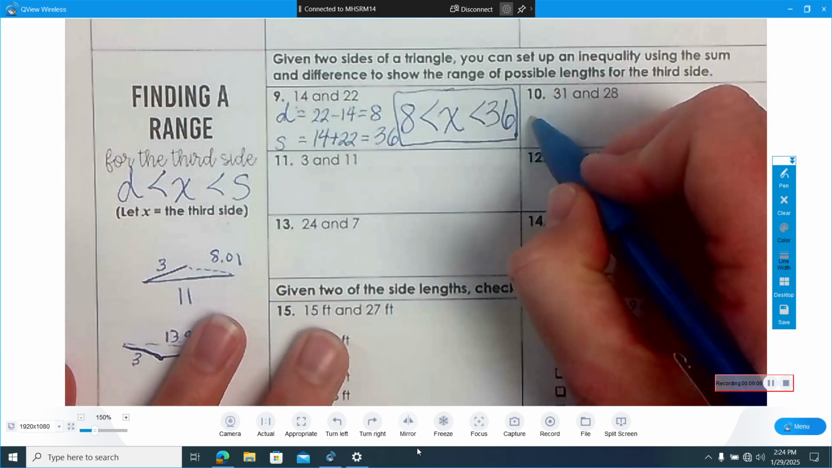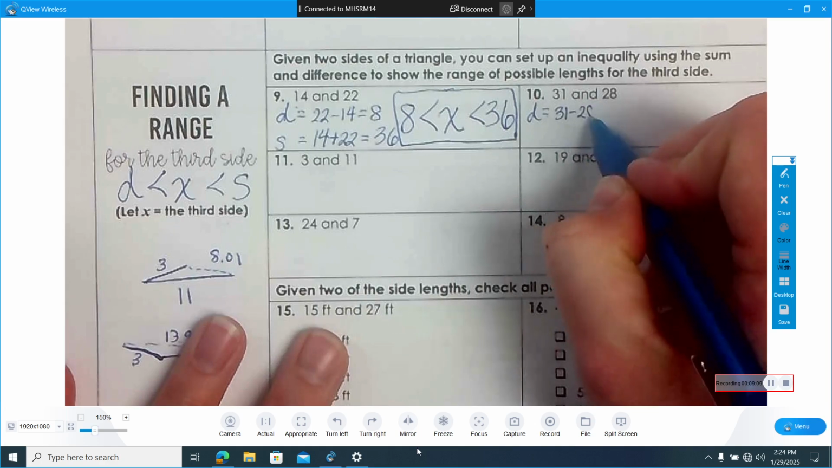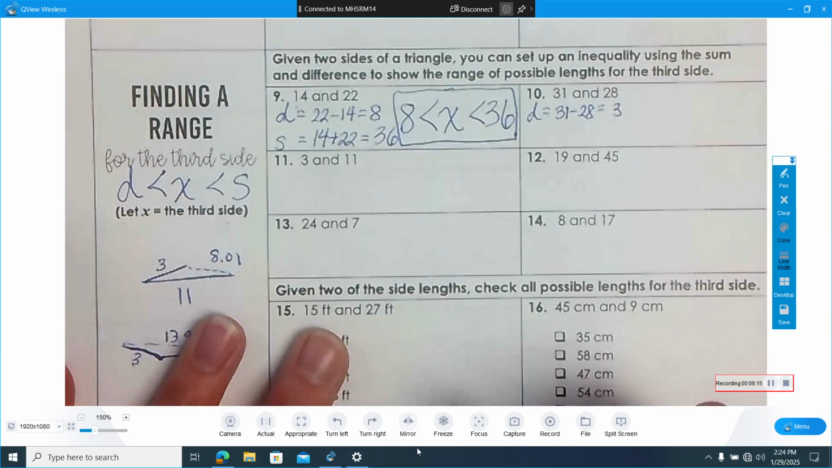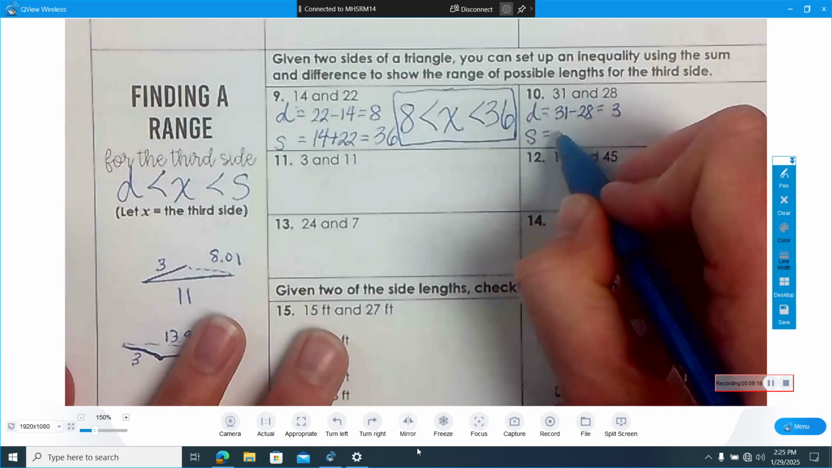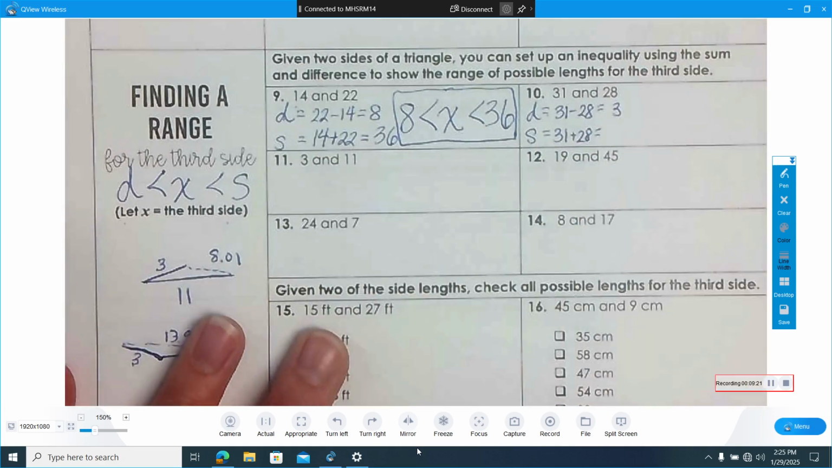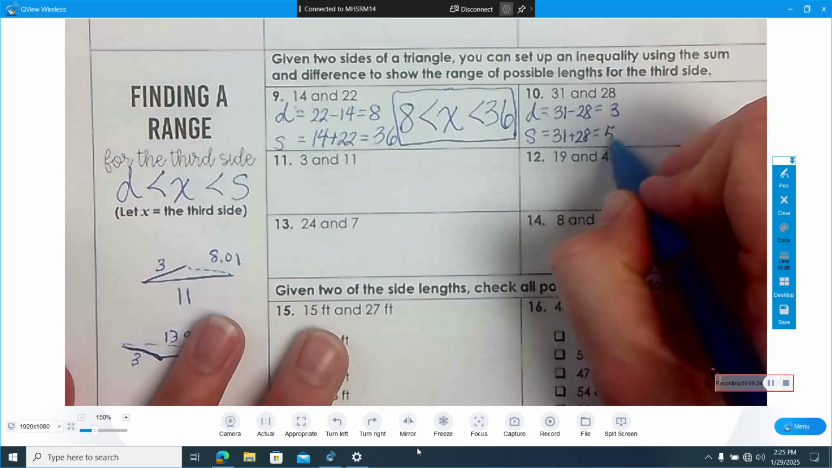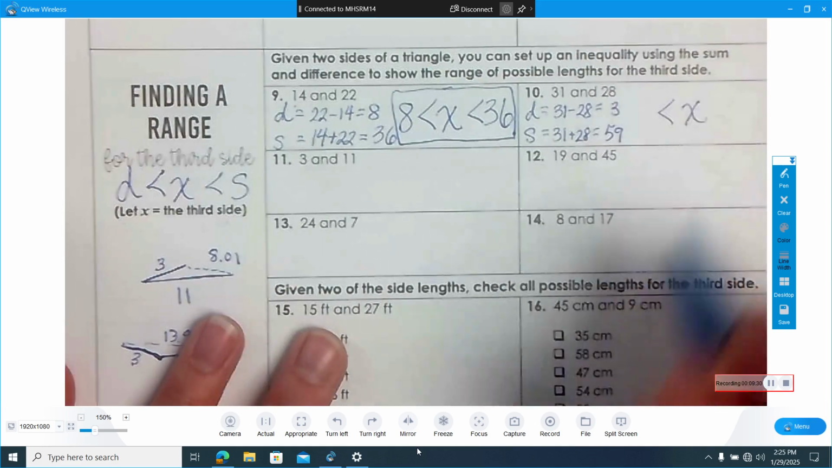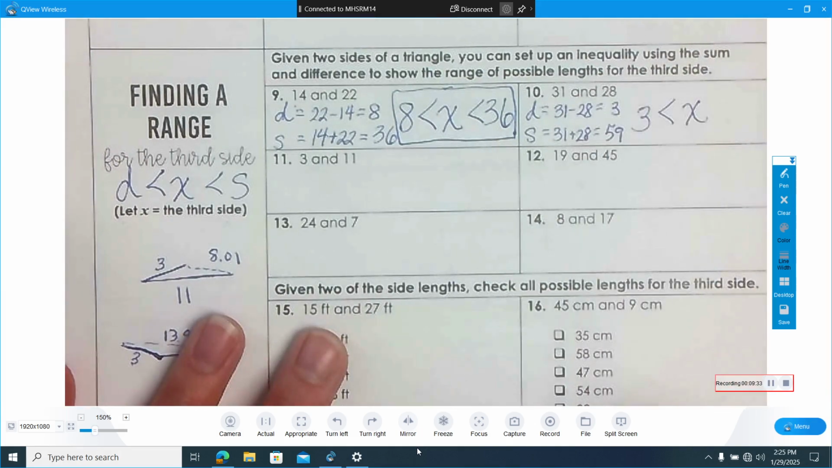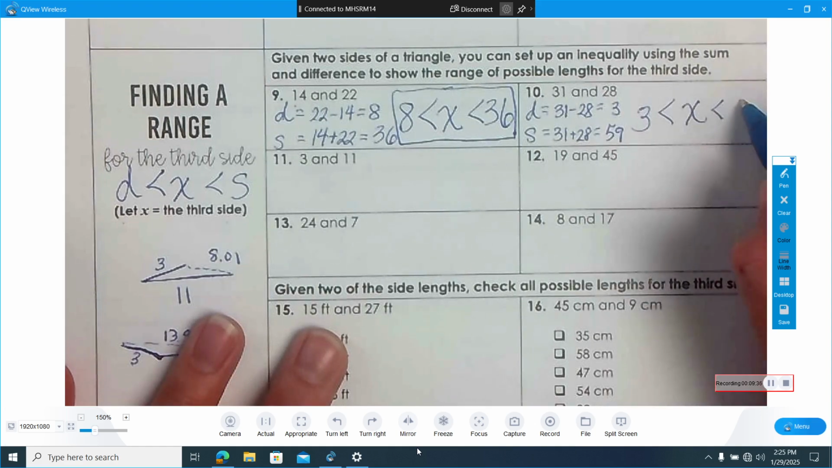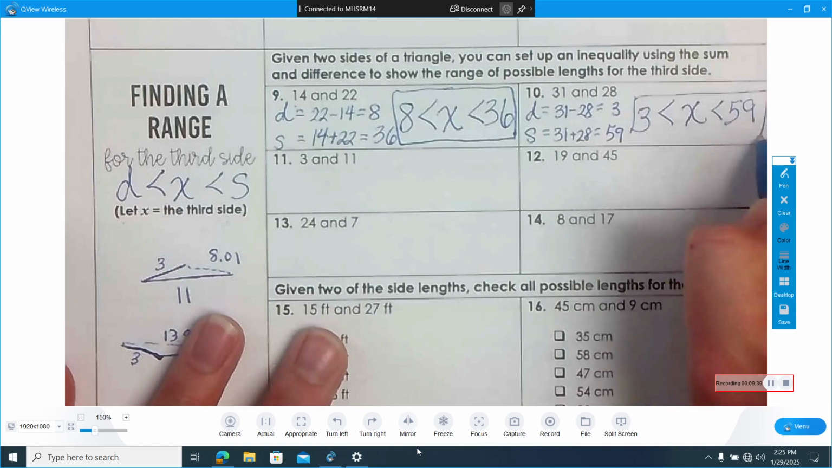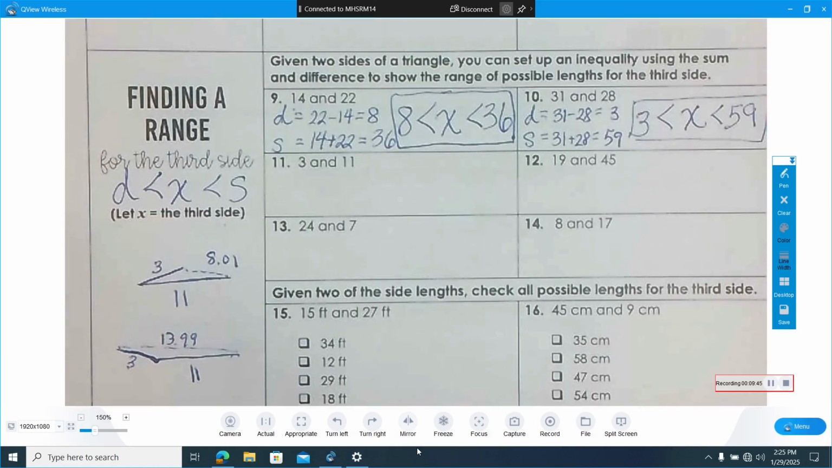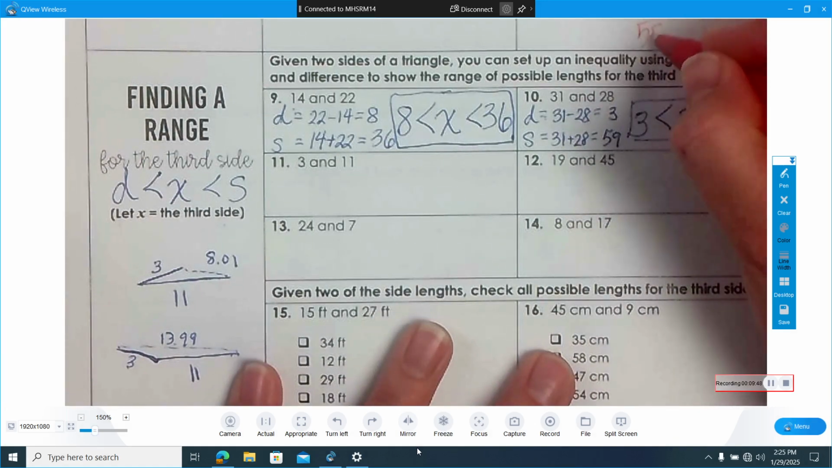Number 10 here, what's the difference? 3. 31 minus 28 is 3. And what's the sum? 59, okay. And so for our inequality, our third side can be greater than 3 and less than 59. Now, I do want to caution you, you have to write it this way, okay? It is incredibly wrong to write the 59 over here.